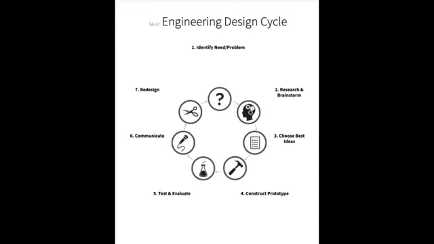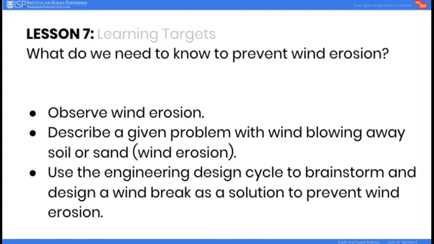In the Evaluate, use the engineering design cycle on Student Journal page 17 for students to check off the steps of the cycle that they have completed and mark the next step with a star. By the end of this lesson, students will observe and describe the problem of wind erosion and use the engineering design cycle to develop a windbreak as a possible solution.